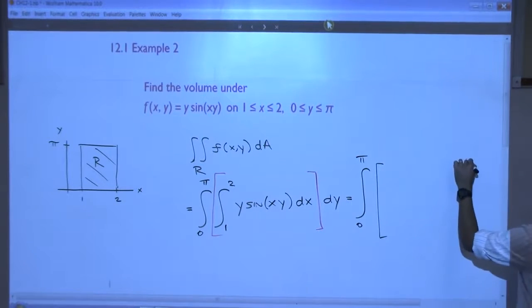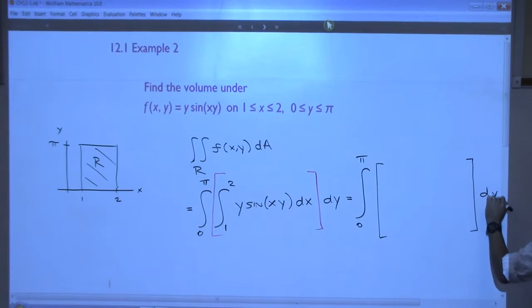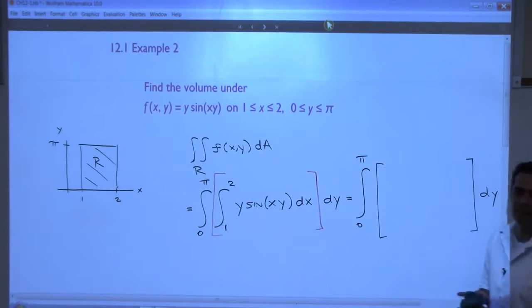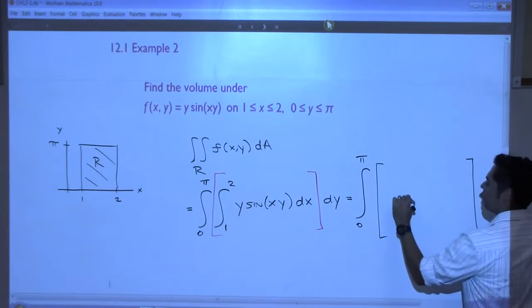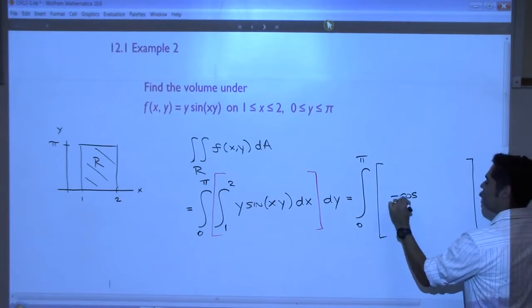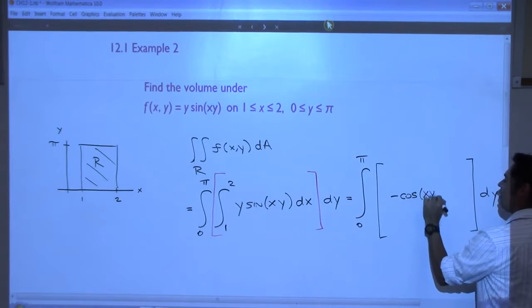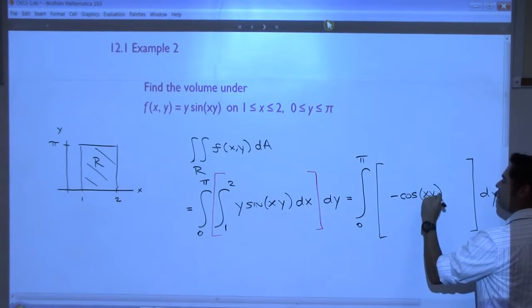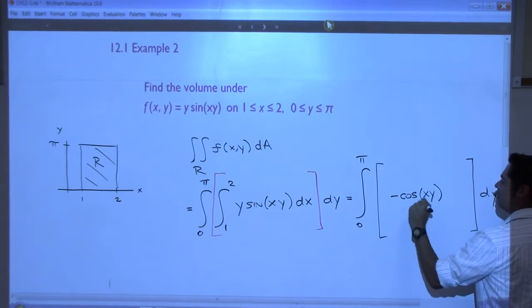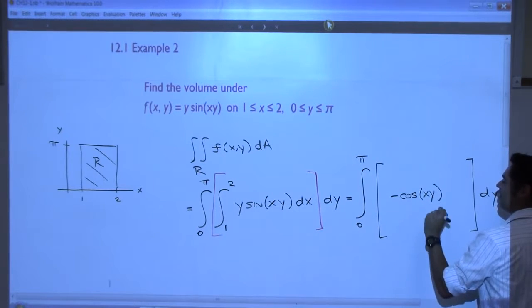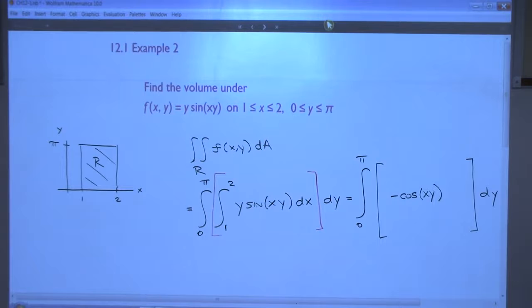Let's go ahead and see if we can find the antiderivative. I'm nervous about what I'm going to get for answers here. What's the antiderivative of y sine xy with respect to x? Negative cosine xy over y. That's it right there. Oh yeah, the y cancels out.